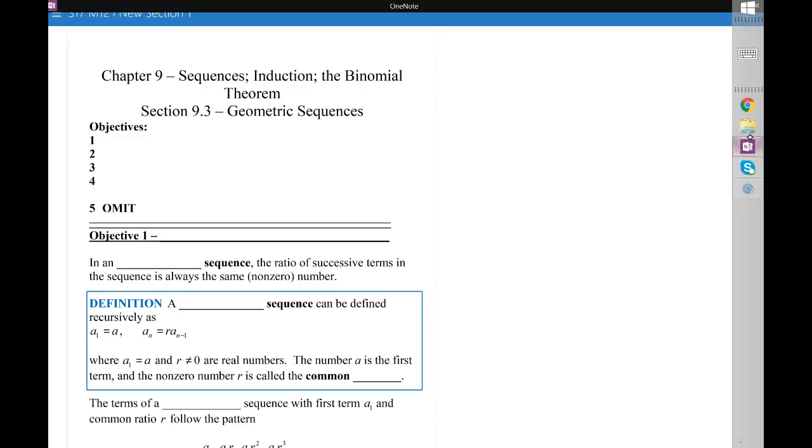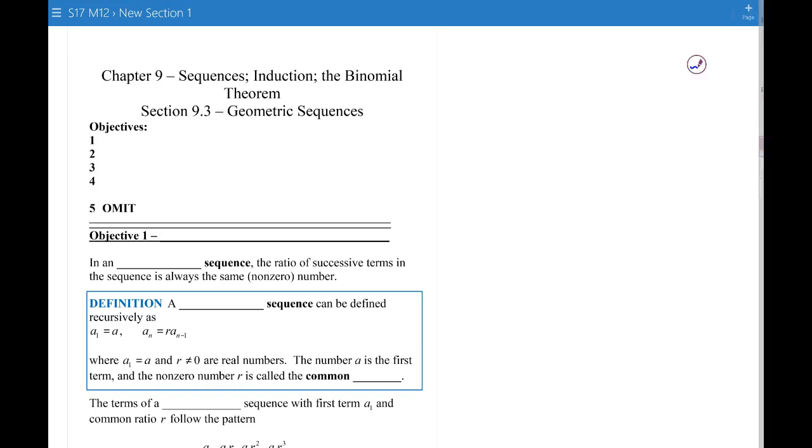So this is the last section we're going to do, Chapter 9, Sequences, and we're looking at Section 9.3, Geometric Sequences. So this is going to sound pretty familiar because the first thing we're going to do is determine if a sequence is geometric. So we're mainly looking at arithmetic and geometric sequences, so those are really the only two that you're going to have to determine. Then we're going to find a formula for a geometric sequence.